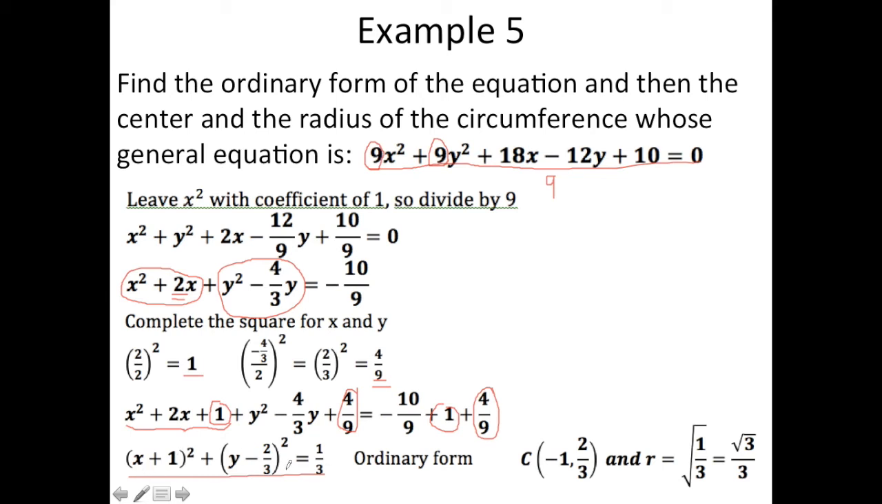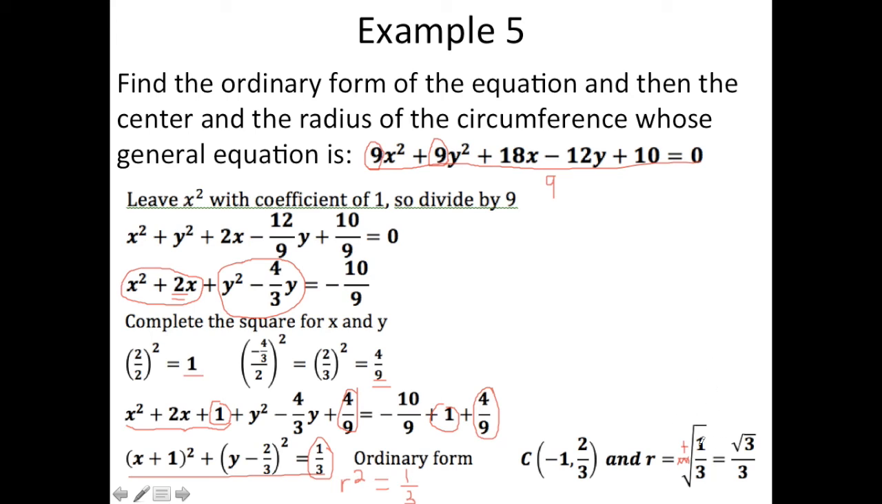And if I have it in the ordinary form, I can find the center. The center is going to be negative 1, comma, 2/3. And this right here, guys, remember that my formula says that that is r squared. So if this is r squared, it is equal to 1/3. Then to get rid of this 2, I have to do plus minus the square root of 1/3. But since I know that the circumference does exist, I only work with the positive one.